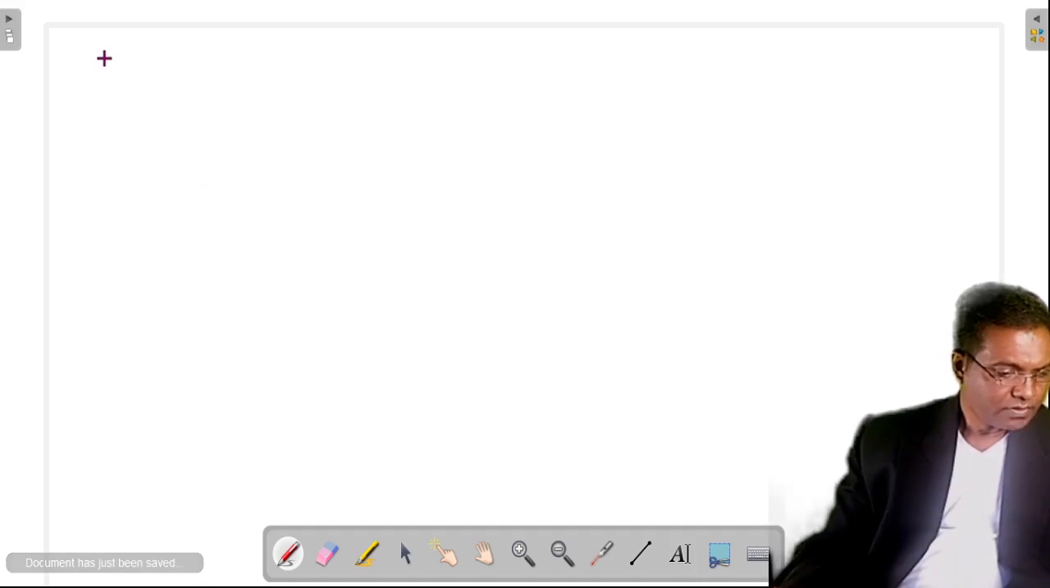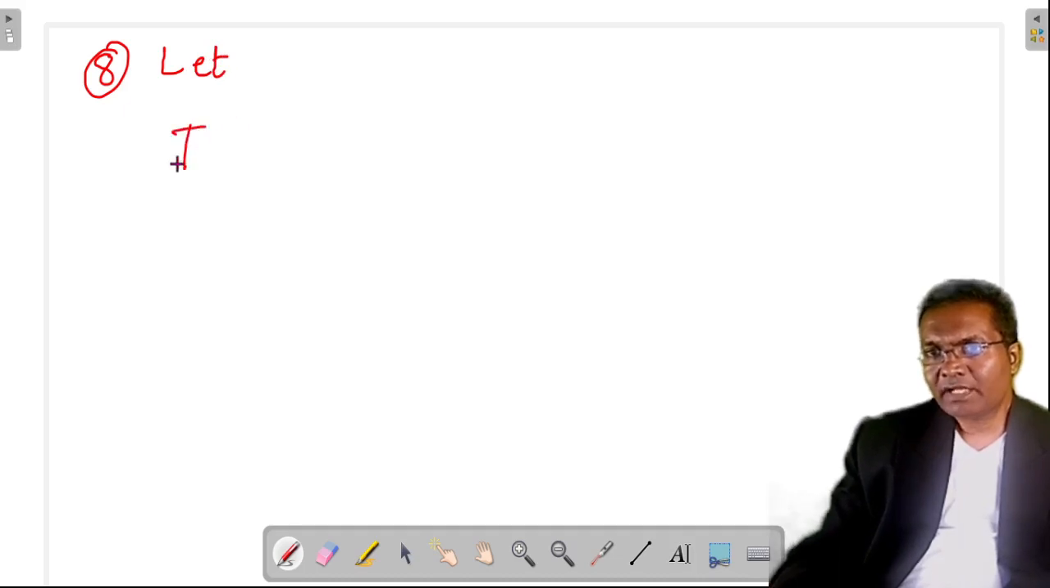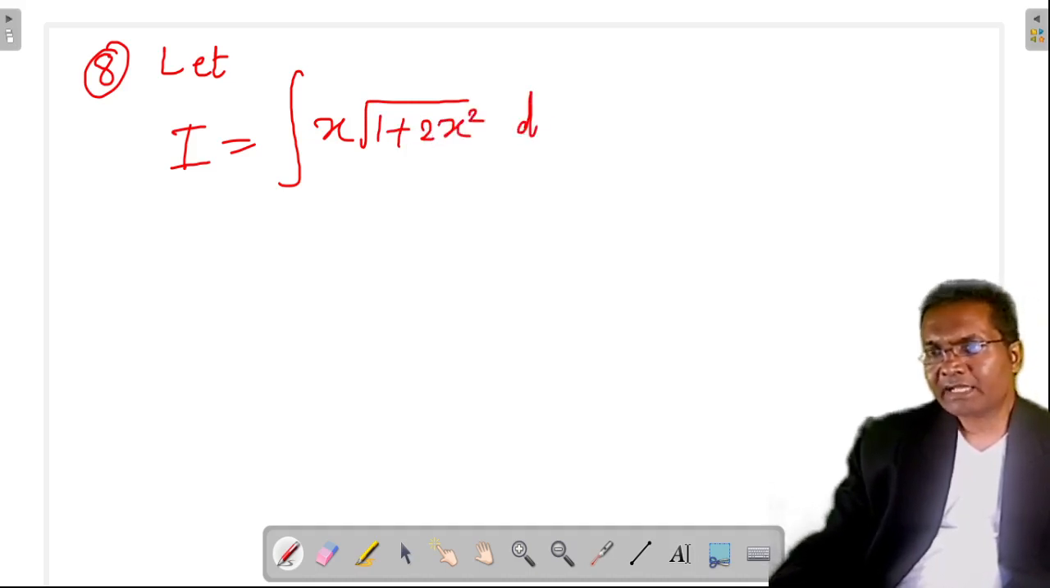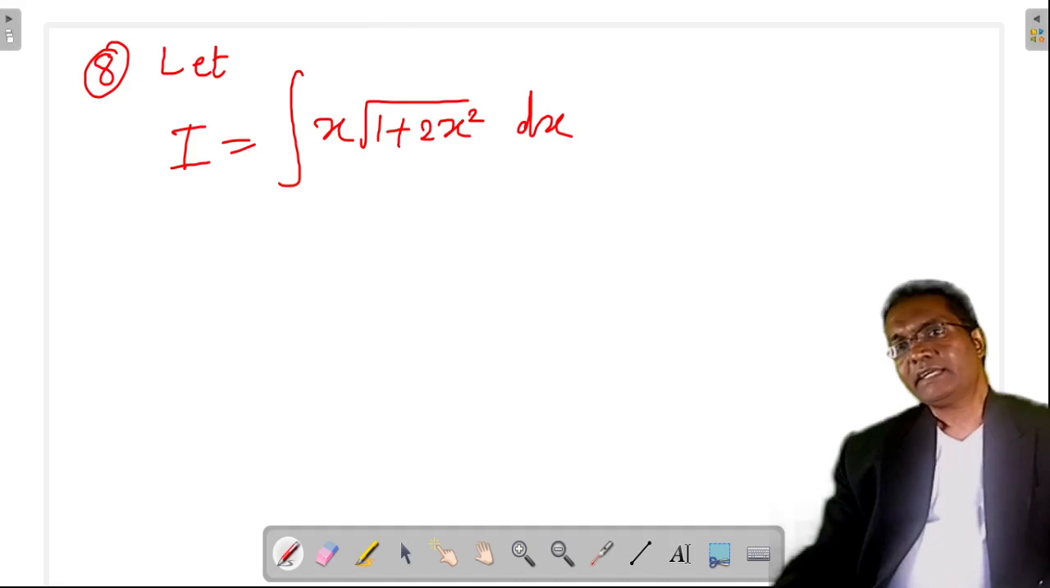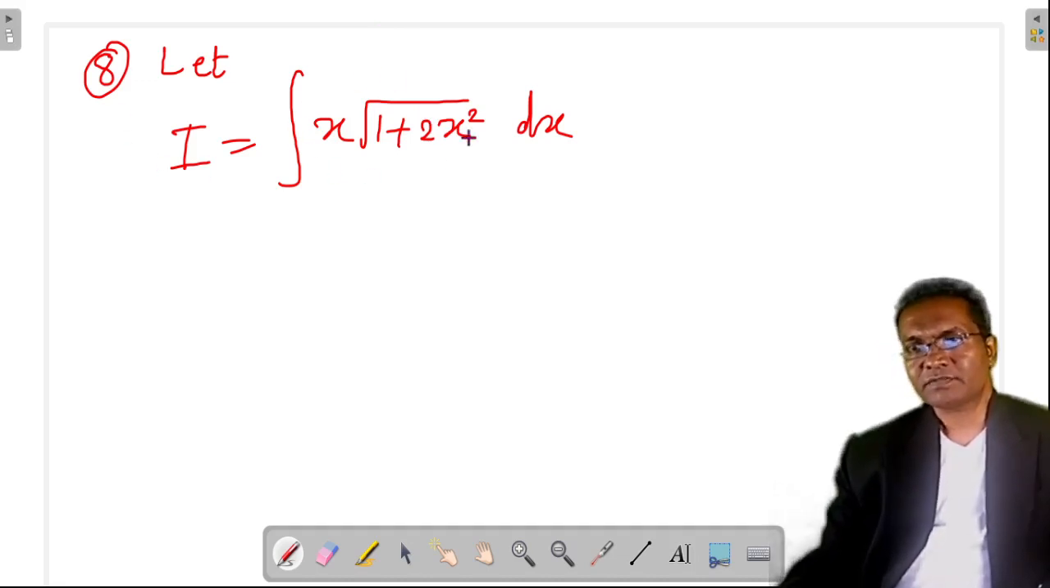So example number 8, let us call I is equal to integral of x into root of 1 plus 2x square dx. Okay, you are asked to integrate this.